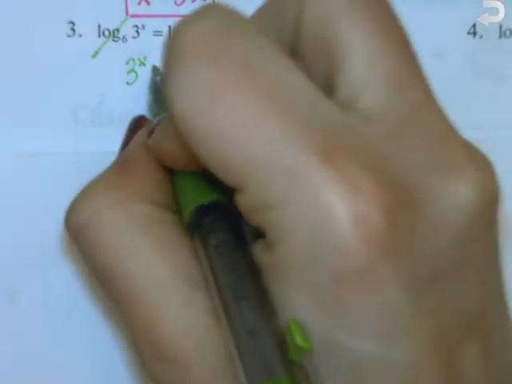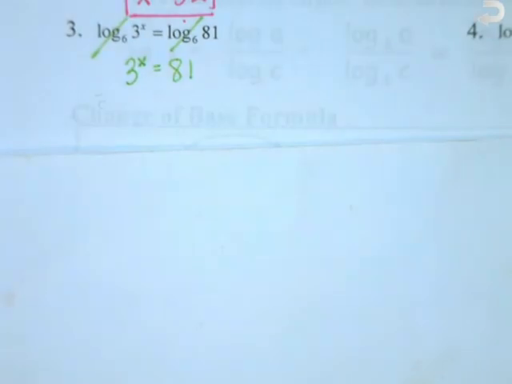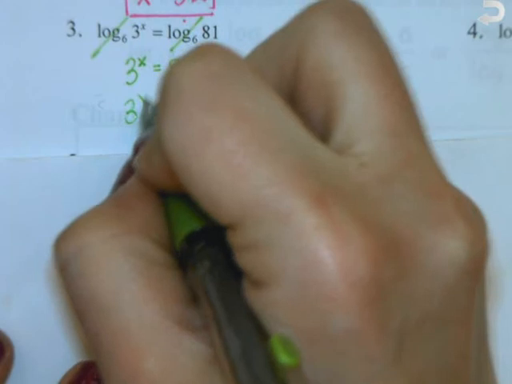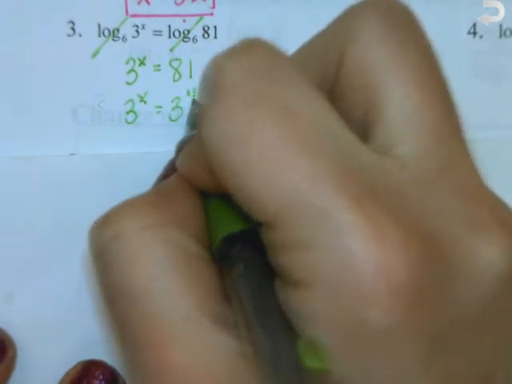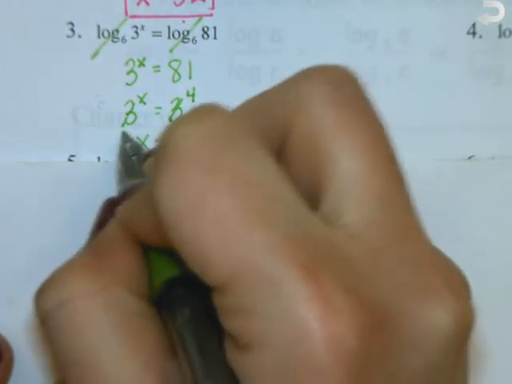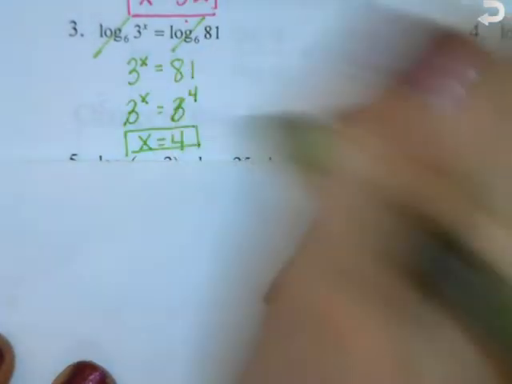Okay, so number 3, we had log base 6 of 3x equals log base 6 of 81. First question, is there any condensing to be done? Okay, so the next thing we can do is drop the bases, and we would get 3 to the x equals 81. What did you guys do next? Okay, so 81 is 3 to the 4th, and then we can drop the bases again, and x equals 4. So in this case, we ended up doing the same process twice.